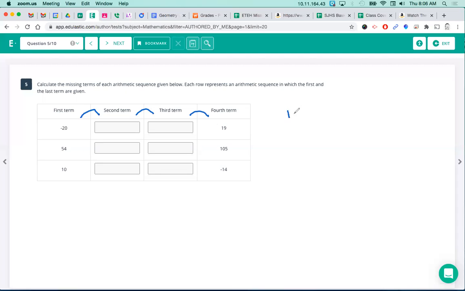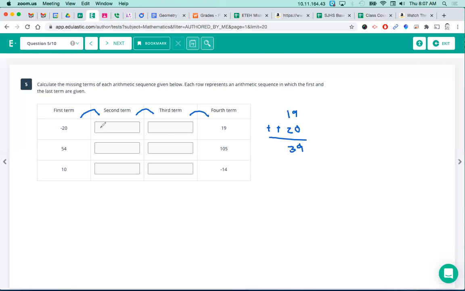So I'm going to do 19. I'm going to start with the number on the right and subtract the number on the left. So 19 minus a -20. Well, subtracting a negative is like adding a positive. So that's 39. Now I know that I'm going to move 39 units from left to right.